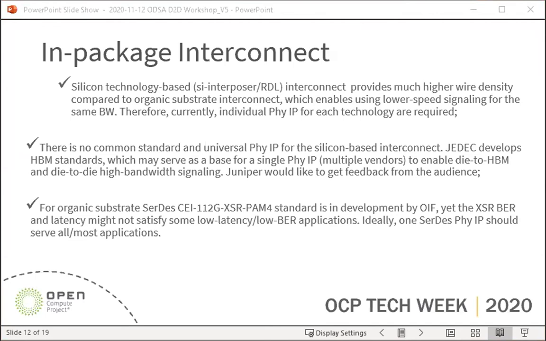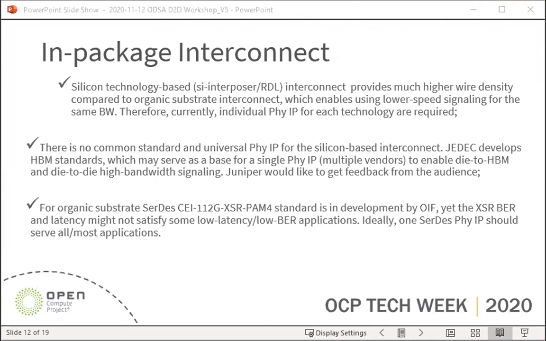Of course, there are some challenges, because something which is mostly optimized for HBM signaling, this PHY, might not be as great as a special die-to-die interconnect, but this might be an option. And I would like to hear actually feedback from the audience on what people think about such a thing.